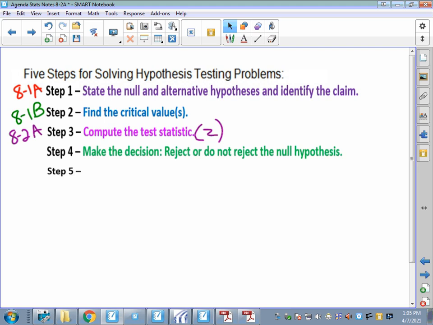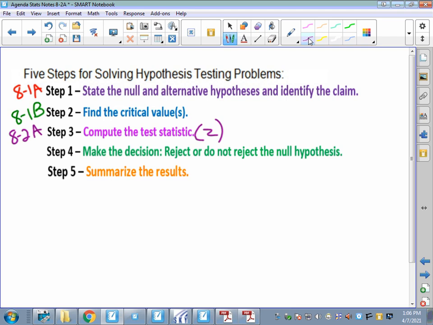We have to make a decision based on our critical or non-critical region. Are we going to reject or not reject the null hypothesis? Remember, that's always the decision. So in step 4, you're going to write down either reject H sub 0, or do not reject H sub 0. Those are your 2 options. We don't do anything with H sub 1 until step 5, where we summarize the results.